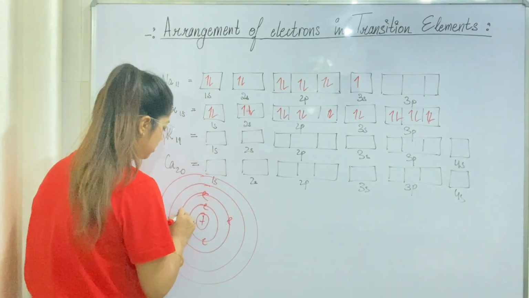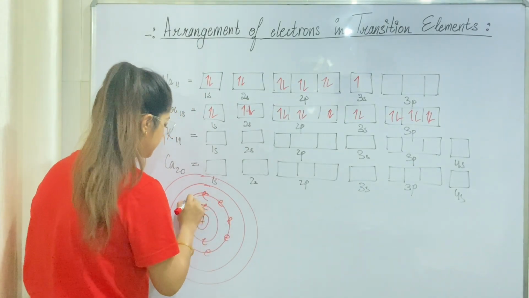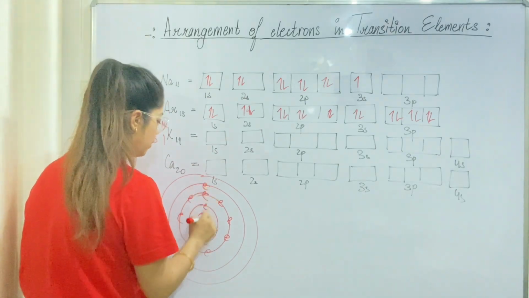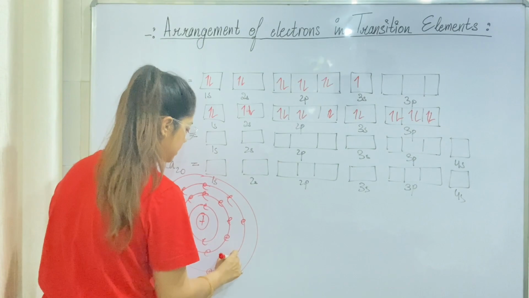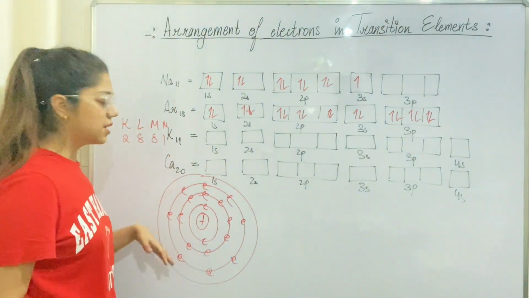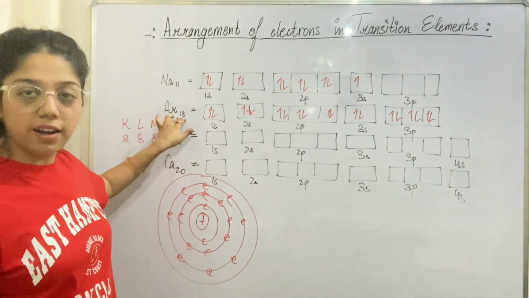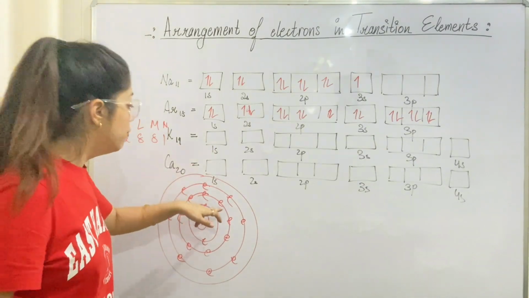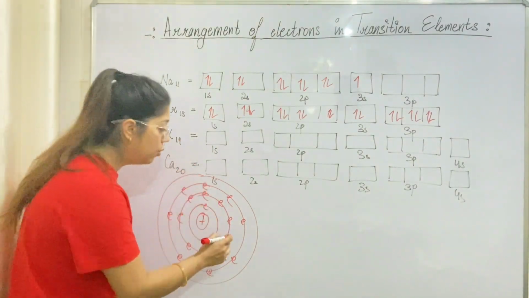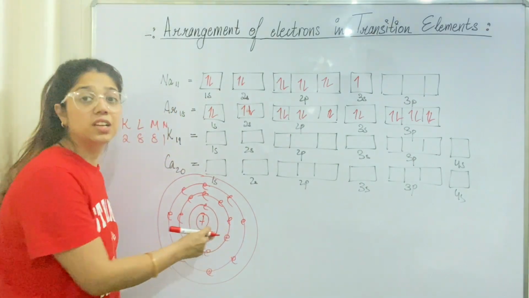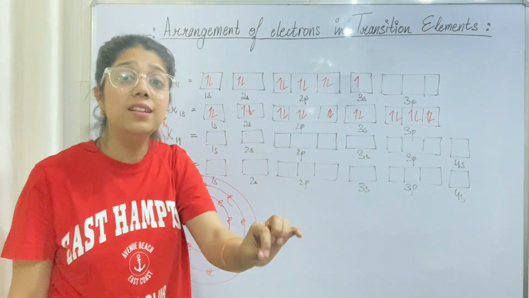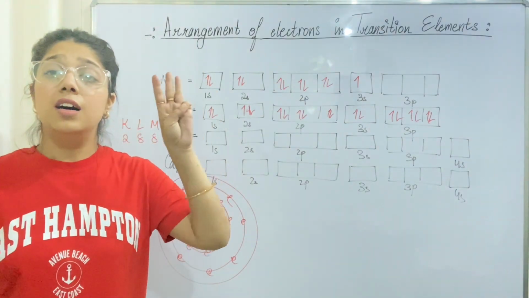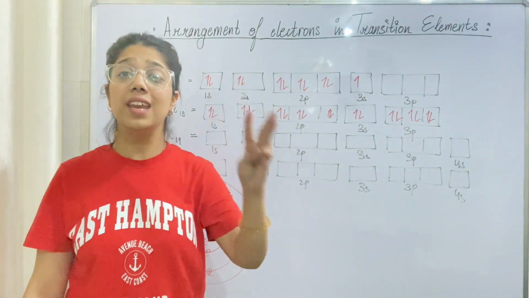Then 1, 2, 3, 4, 5, 6, 7, 8. 8 here. Then 1, 2, 3, 4, 5, 6, 7, 8. Now this completes 18 electrons, that is argon, right? Now 1 electron must go to the third shell only. Why? Because we are still left with 3d orbital. The third shell has 3 subshells, 3s, 3p and 3d.